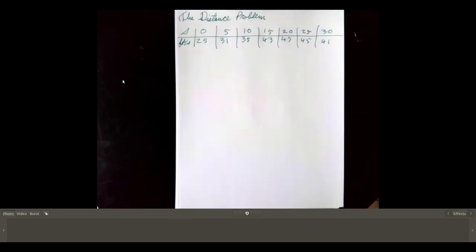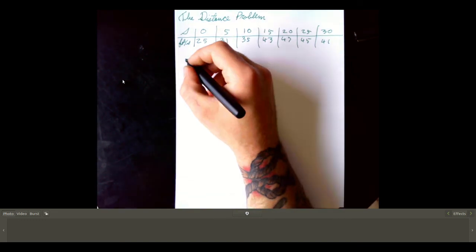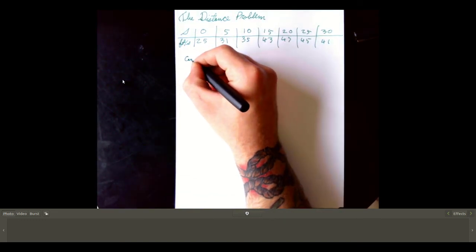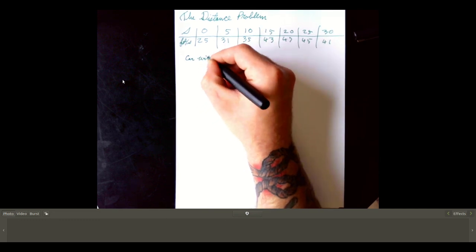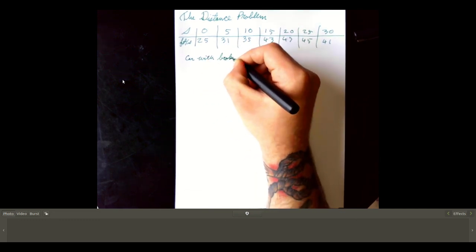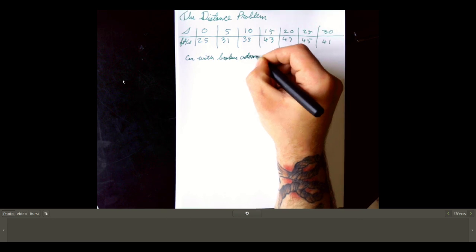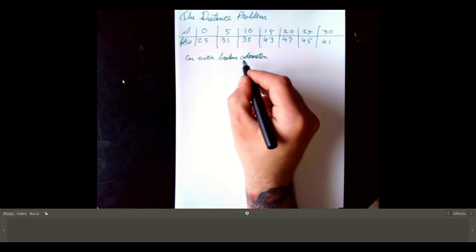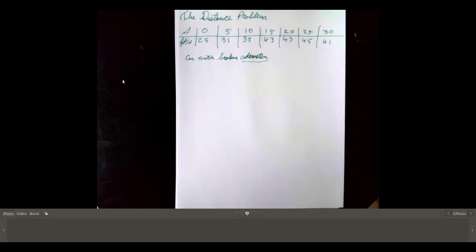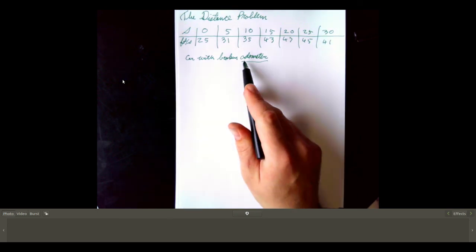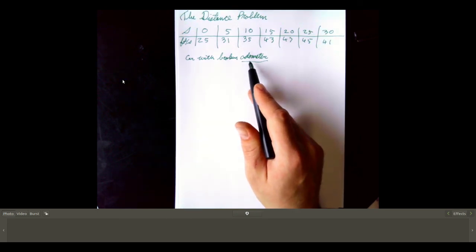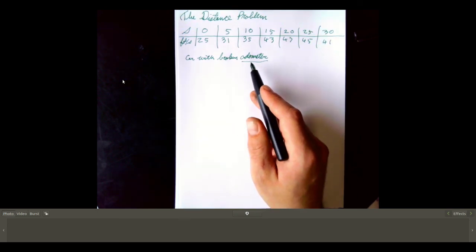So, an example of the distance problem is this. Suppose we're driving a car with a broken odometer. An odometer is that number usually in the middle of your speedometer that tells you how many miles are on your vehicle. So the gauge that tells you how far your vehicle has driven is broken.